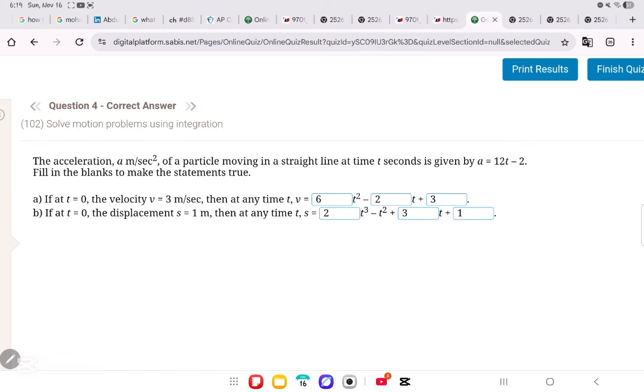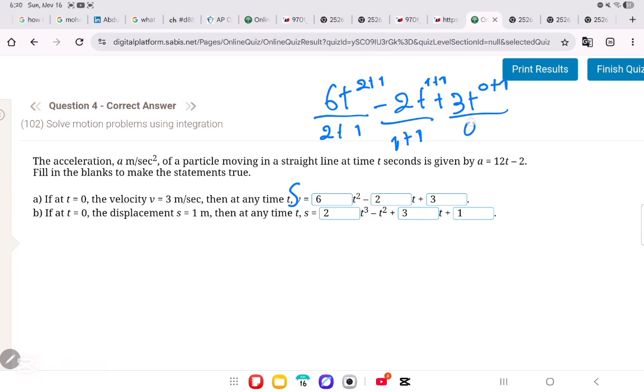We'll move on to part B. What does it say in part B? Now we need to reintegrate the velocity in order to find the displacement. So 6t squared minus 2t plus 3. I need to do the integration. So when I redo the integration of this, it's gonna be 6t to the power of 2 plus 1 over 2 plus 1, minus 2t to the power of 1 plus 1 over 1 plus 1, plus 3t to the power of 0 plus 1 over 0 plus 1. We're applying the rule x to the power of n plus 1 over n plus 1.